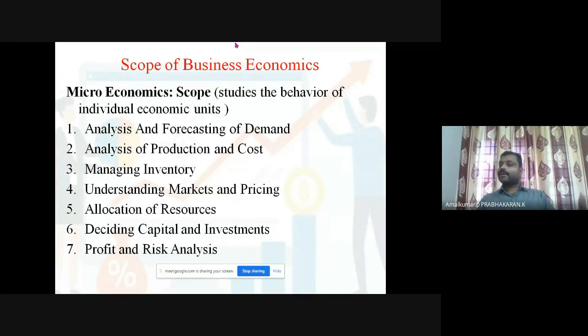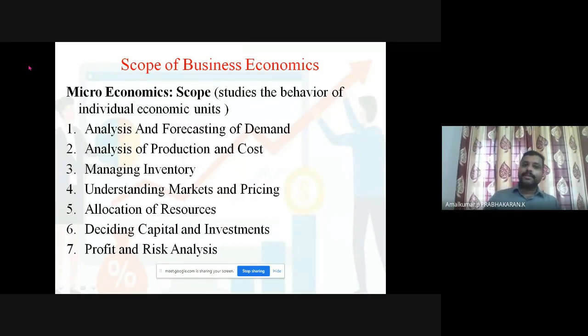The microeconomic scope of business economics: the first one is the analysis and forecasting of demand. The analysis and forecasting of demand for a particular product or the particular product of a company. So this is focused on a particular product or particular company. So it is a micro level economic scope.